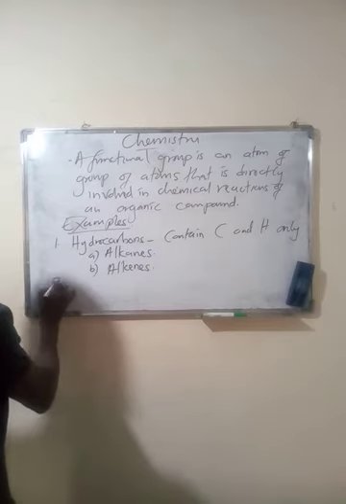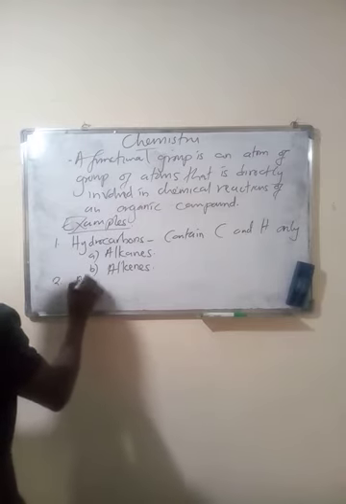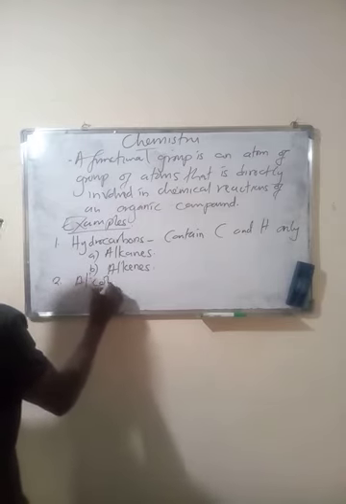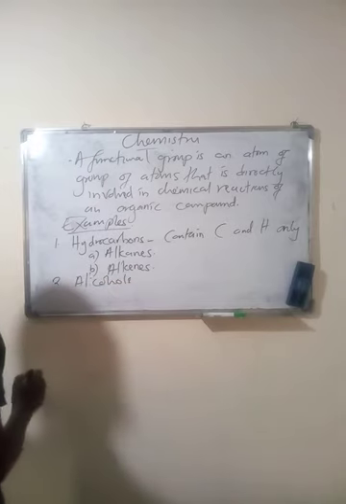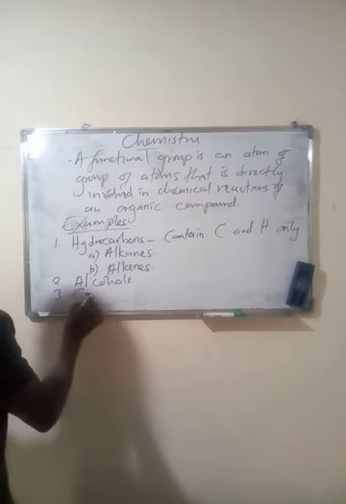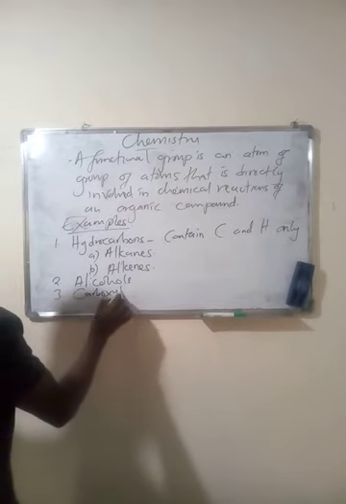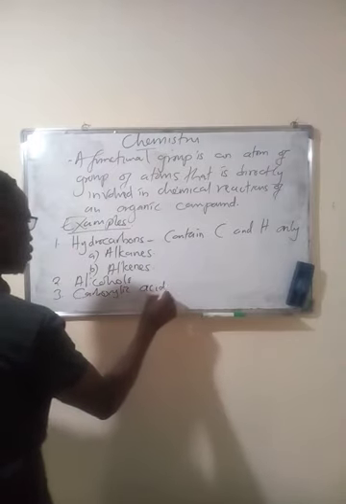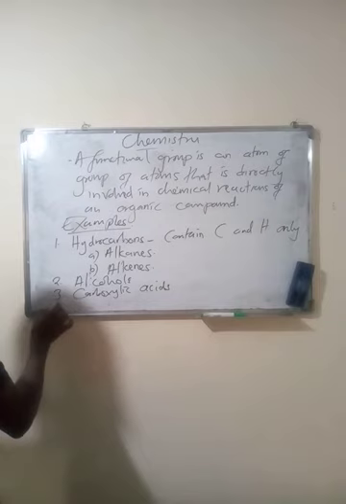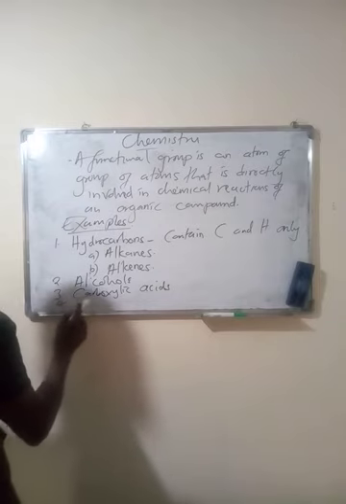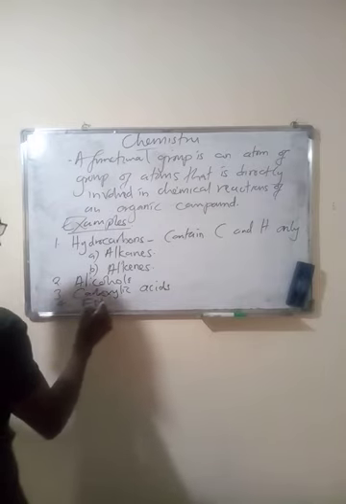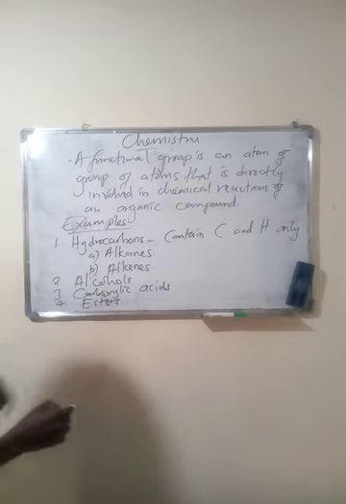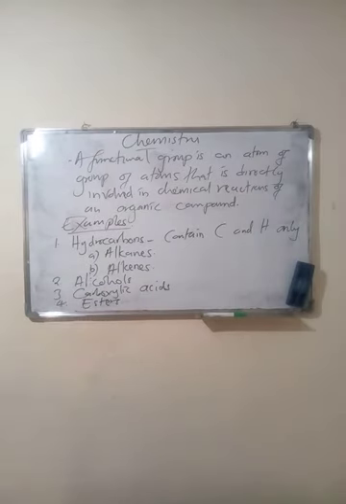Then number two, we also have what are called alcohols. And then number three, we also have what are called carboxylic acids. And then number four, we also have what are called esters. So these are the homologous series that we're going to talk about for purposes of this lesson.